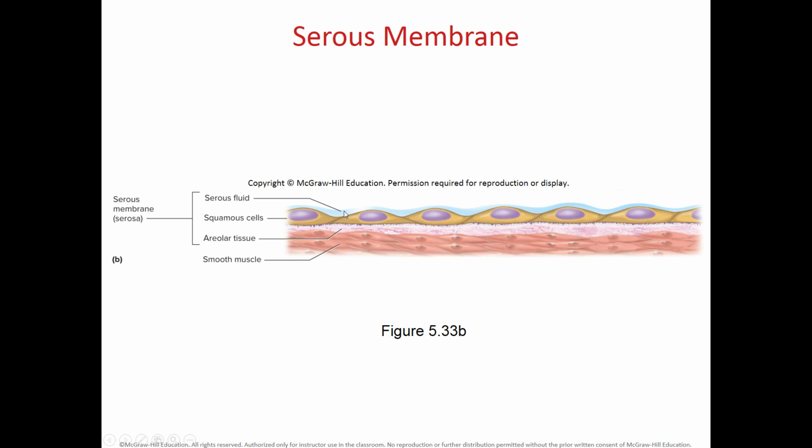This is the structure of serous membrane. It is only one layer of cells, so this is simple epithelium. And since these cells are flat or scaly, this is squamous epithelium. And these cells will secrete serous fluid. And they are on top of this thin areolar connective tissue, and they have an underlying layer of smooth muscle. So the serous membrane is made by these squamous cells, areolar connective tissue, and it secretes this serous fluid.